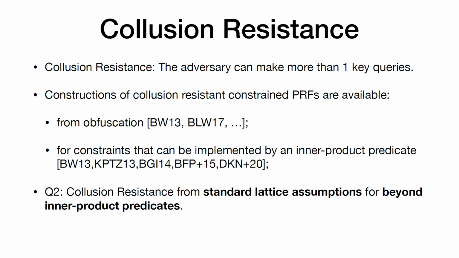Also, we can consider collusion resistance for constrained PRFs. That is, the adversary can get more than one constrained key. Again, there are many constructions of collusion-resistant constrained PRFs or private constrained PRFs from obfuscation or multilinear maps. But if you restrict the assumptions to be standard assumptions, then the only constraints that can be supported are those that can be implemented by the inner product predicate. This situation raises the question: can we achieve either adaptive security or collusion resistance from standard lattice assumptions for constraints beyond the inner product predicates?